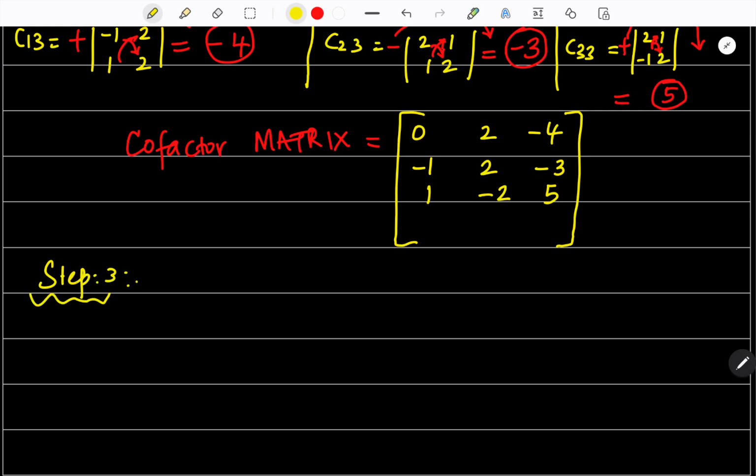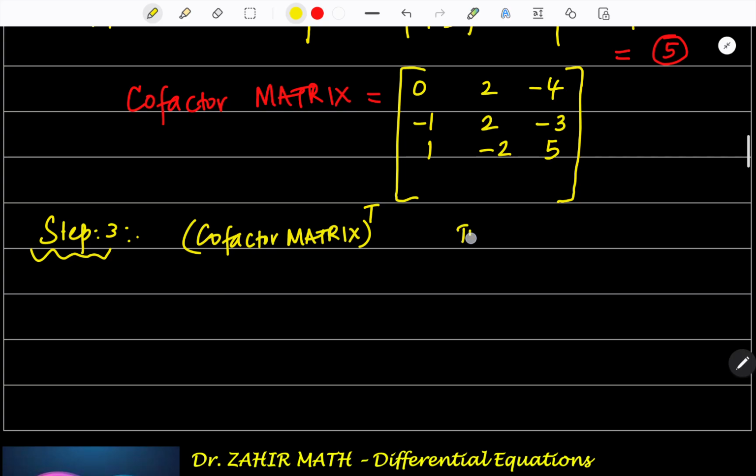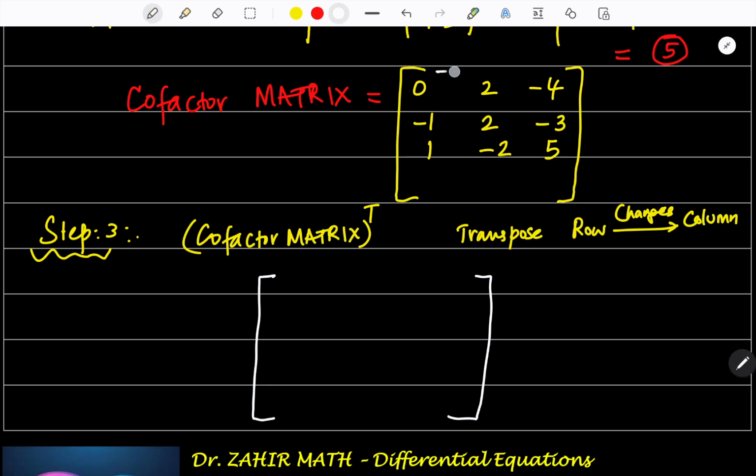Now step number 3. Step number 3 is what? You're going to find the cofactor matrix transpose. I told you transpose means what? According to me, I always write row changes to column. Okay. So what will be your transpose matrix? Open here. This is the row, and I'm going to write this element 0, 2, minus 4 as a column. 0, 2, minus 4 like this.